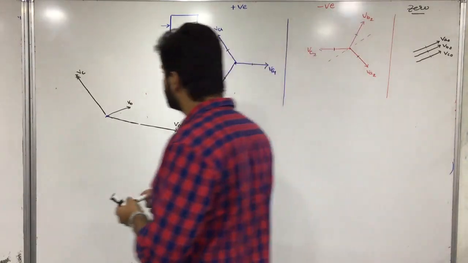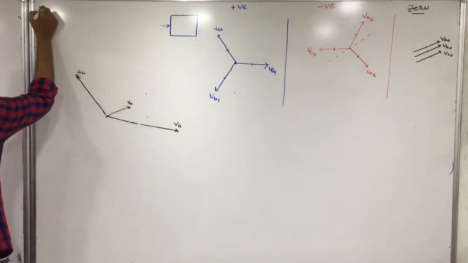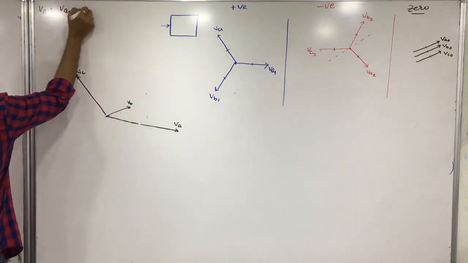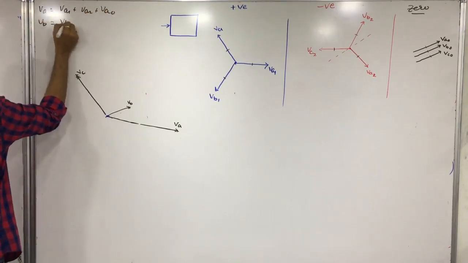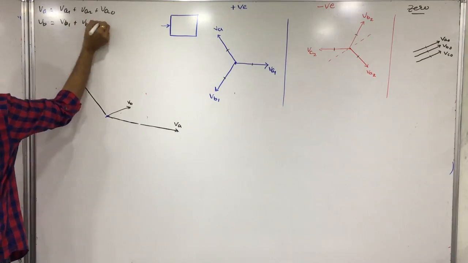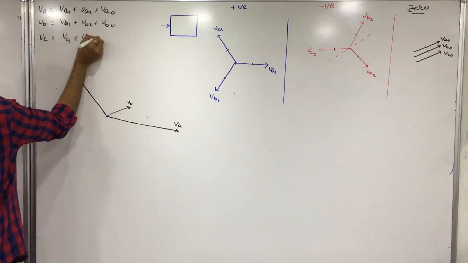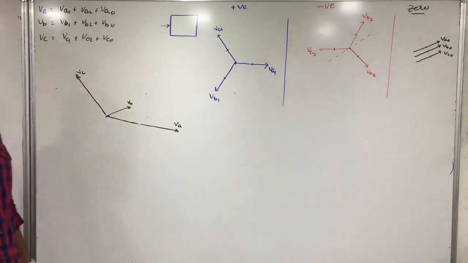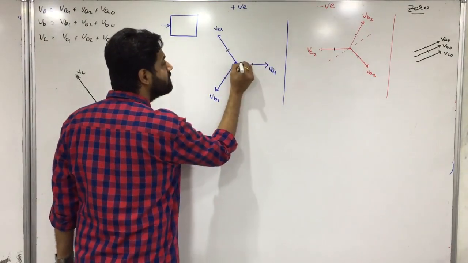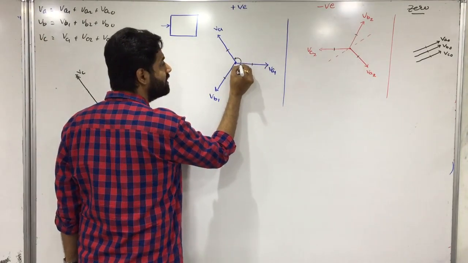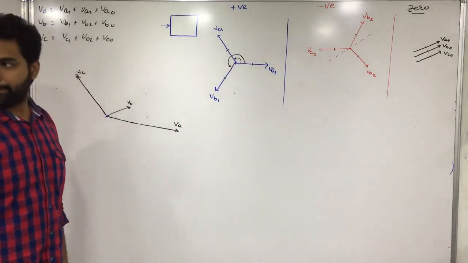So here we understood three equations from this particular diagram: VA is VA1 plus VA2 plus VA0, VB is equal to VB1 plus VB2 plus VB0, and VC is equal to VC1 plus VC2 plus VC0. Is it clear? Now let's deal with certain mathematics. I know this is 120, this is minus 120, or 240.